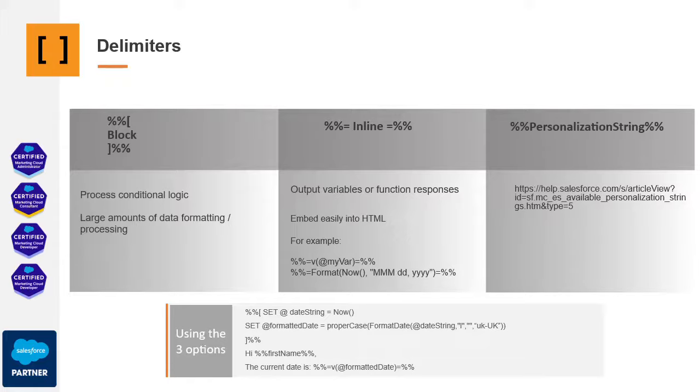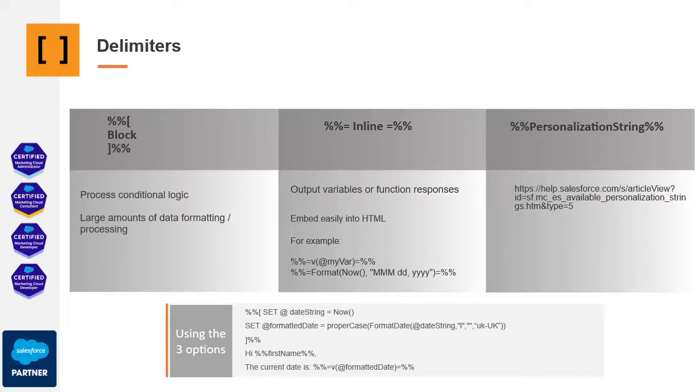Then, there are inline methods. These are used when you want to print something throughout the HTML. For instance, here are 2 examples, one where you print a specific variable, and the other where you print a date. You use these percentage signs to define what you want to print.